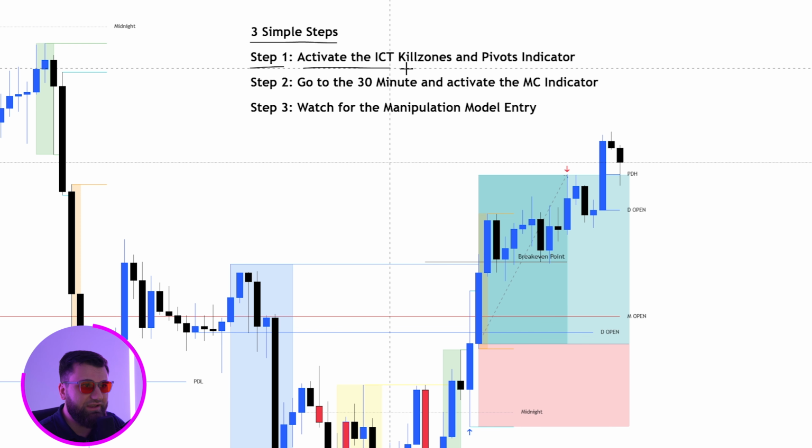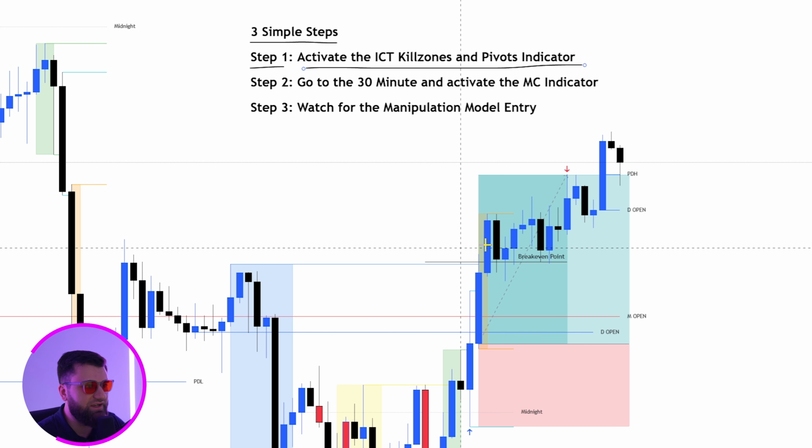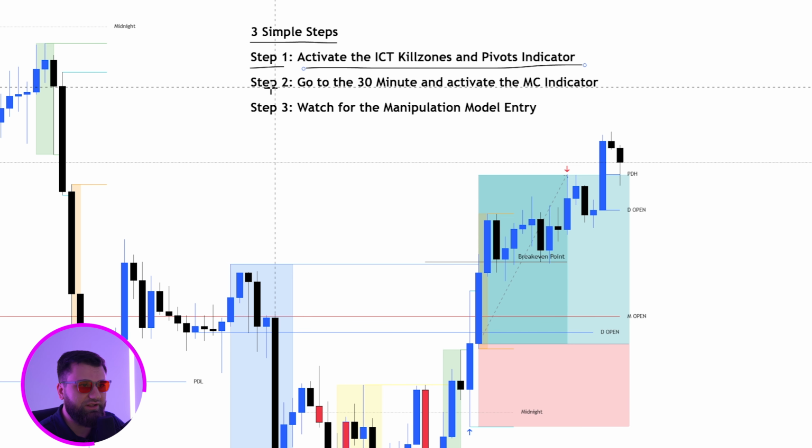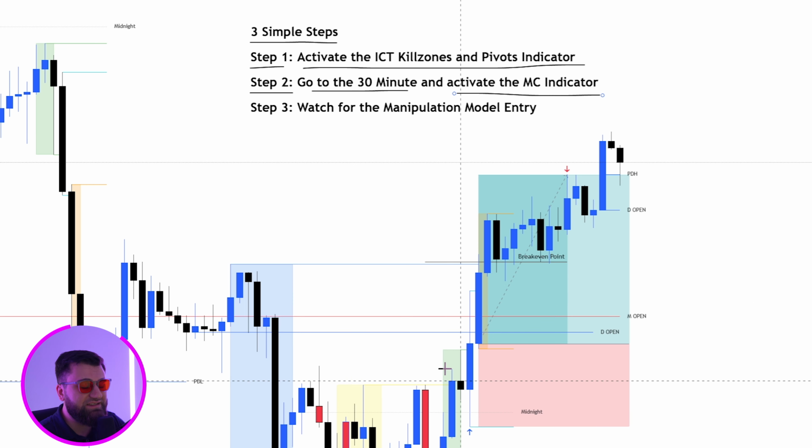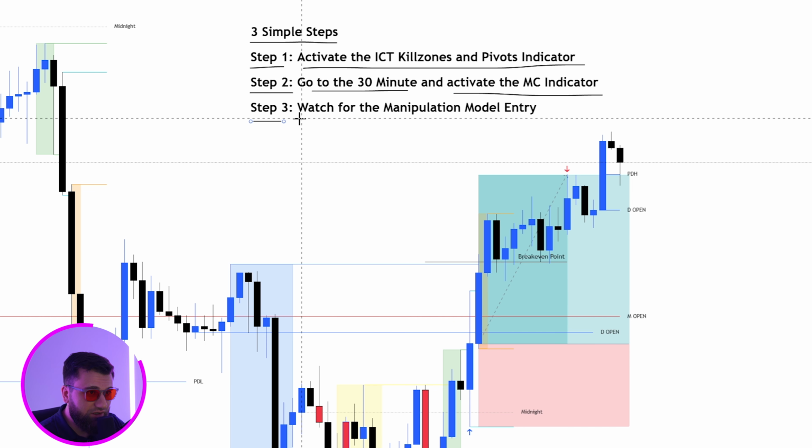Step 1, activate the ICT kill zones and pivots indicator. We did that right here. We reacted from the midnight, took that trade, beautiful trade. Step 2, go to the 30-minute and activate the MC indicator. That's exactly what we did as well. The MC with alerts indicator, we have it. This trade, the candle is not red, but it's still a manipulation candle because we broke the high and broke the low. And step 3, watch for the manipulation model entry method.